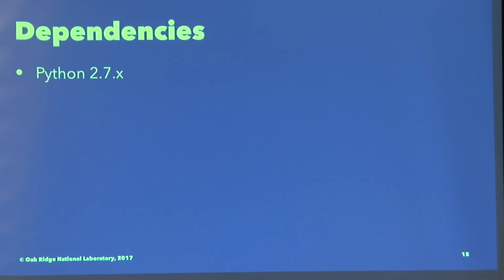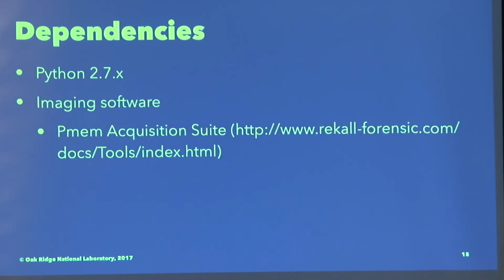So the dependencies, again, it's Python 2.7 right now. It kind of sucks that it's not Python 3, but it still works. It's great. It's covered under all the security releases. Imaging software, there's something called PMM Acquisition Suite, which is by Recall. And that's what I use.